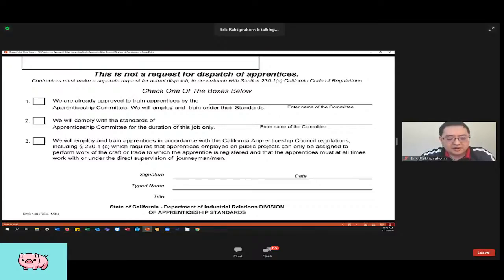One note to add: if you're signatory to a DS-approved apprenticeship program, and the program does not dispatch apprentices upon request, you are still required to send the DS-142 to all applicable programs for that apprenticeable craft.